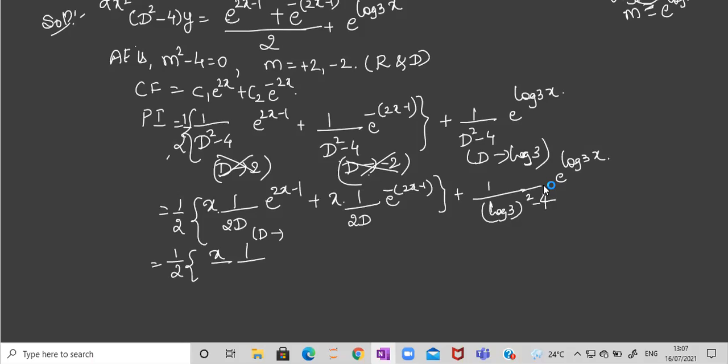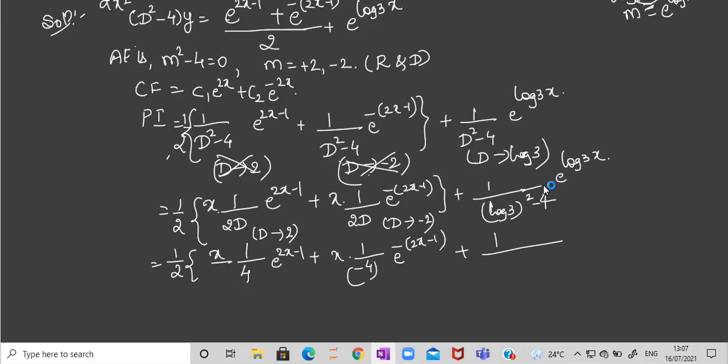Now here, after this, can we replace? Yes, here d by what quantity? Minus 2. Do the replacement. This is 2 into 2, 4. Correct? This is x into 1 upon 2 into minus 2, how much? Minus 4. E raised to minus of 2x minus 1.